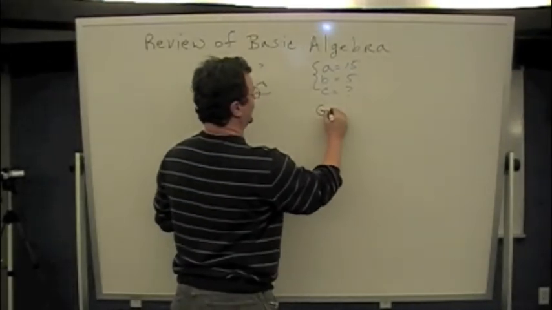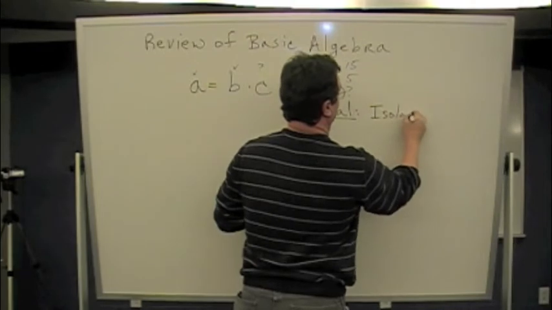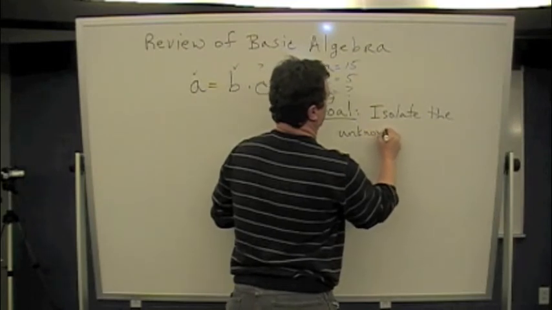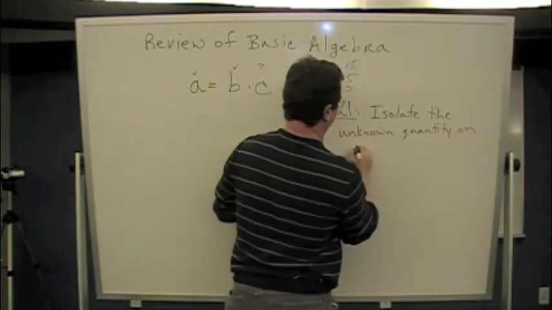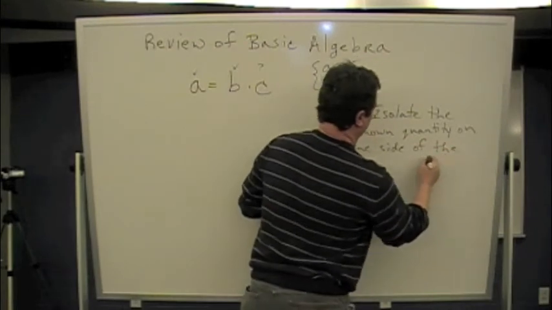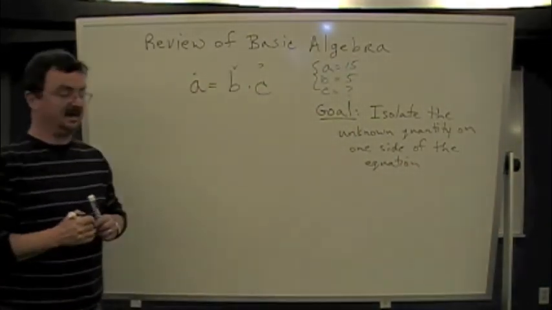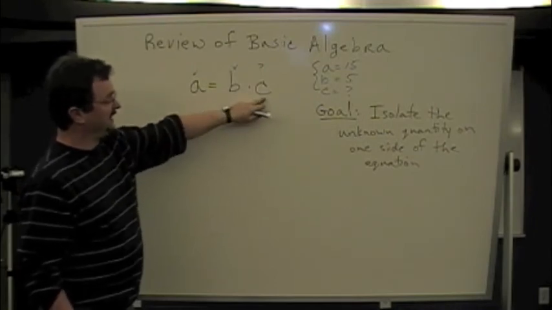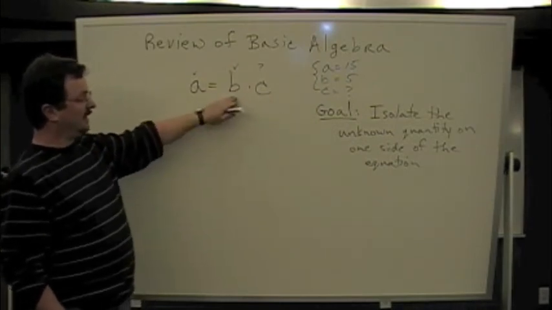The goal of at least this kind of simple algebra is to isolate the unknown quantity on one side of the equation. So you want to figure out what C is. You know what A is, you know what B is. But in this case, B is being multiplied by C. C and B are multiplied together. So you want to get rid of B.